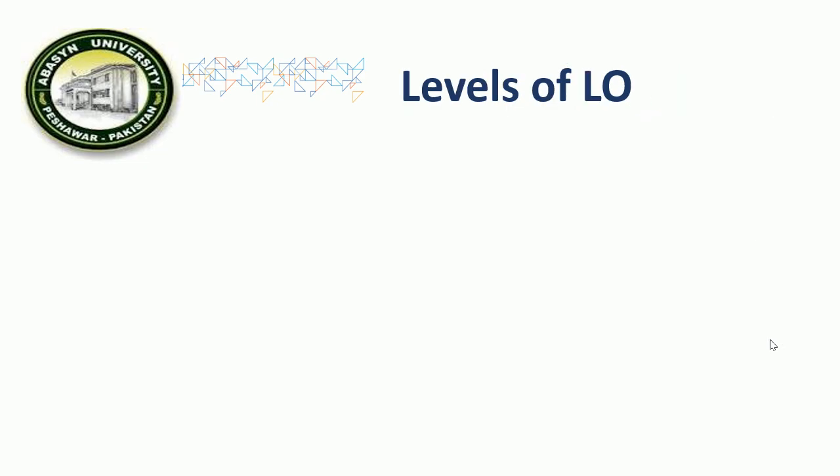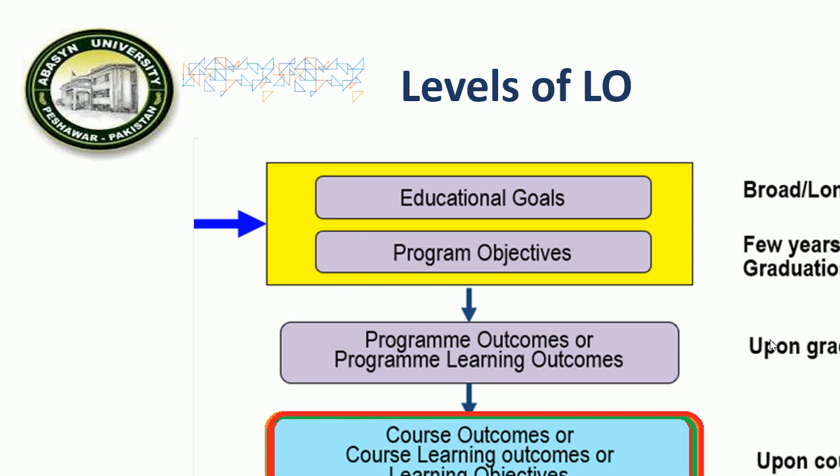For this purpose, different levels of learning outcomes have been designed, and you can see in the diagram that some of the learning outcomes are broader ones, which need to be achieved after a few years. Some of the outcomes need to be achieved at the end of the semester, while some need to be achieved at the end of the class.